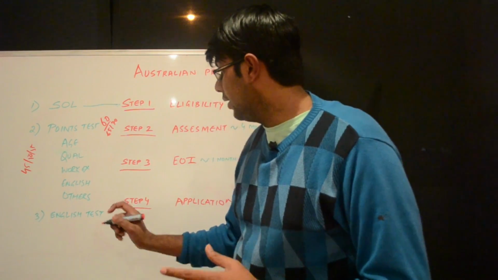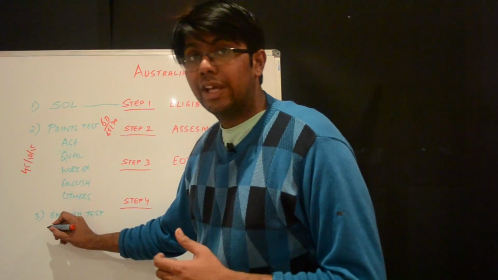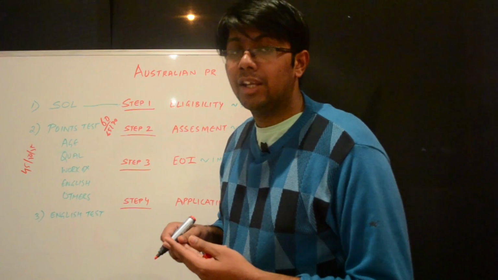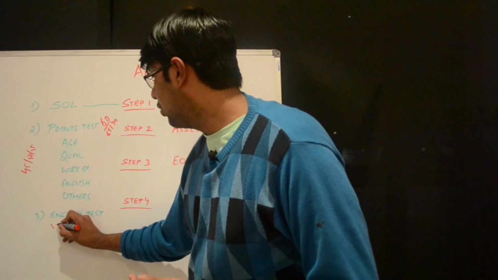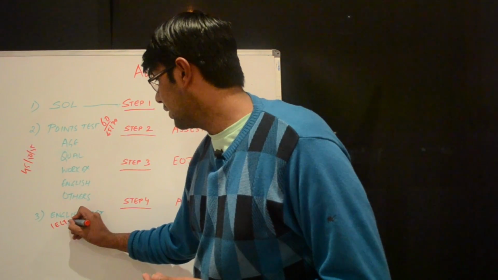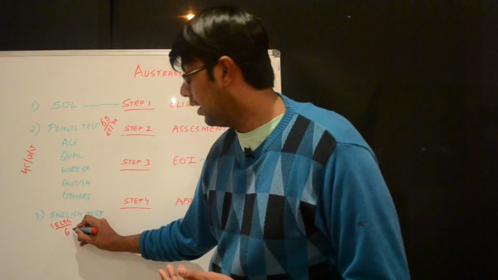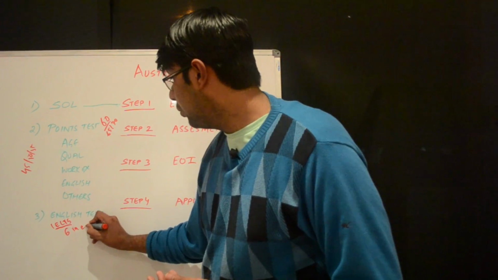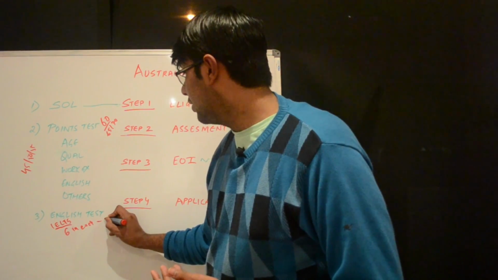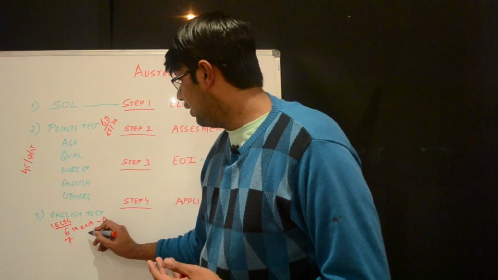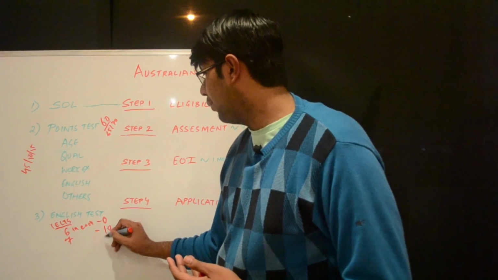And the way it works is that you can give 3 English tests. You can give IELTS, you can give PTE, or you can give TOEFL. I'll take you through the IELTS because IELTS is the standardized one. So if you have got 6 in each band in IELTS, you are eligible, but you get 0 points. If you have 7 in each, you get 10 points.